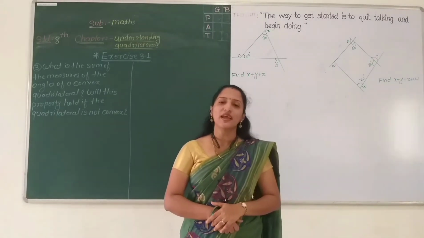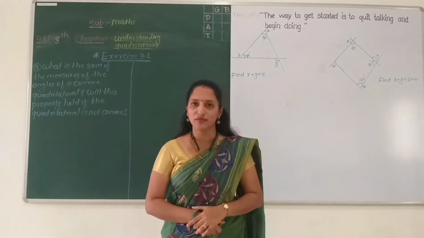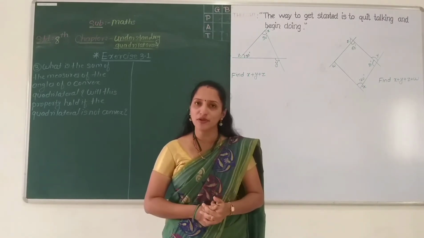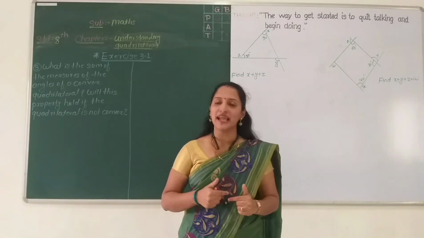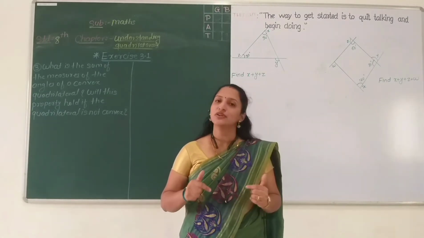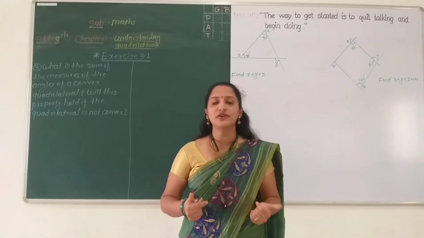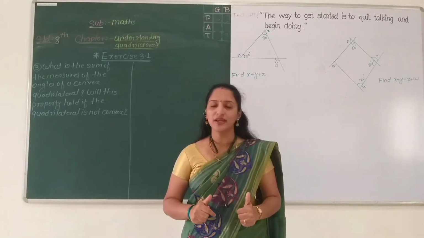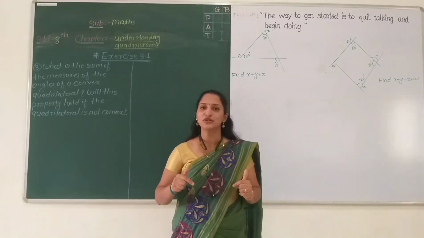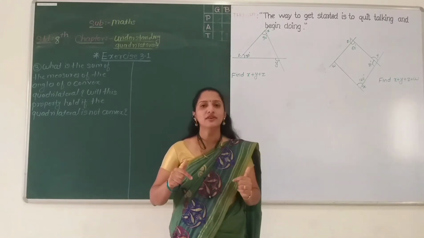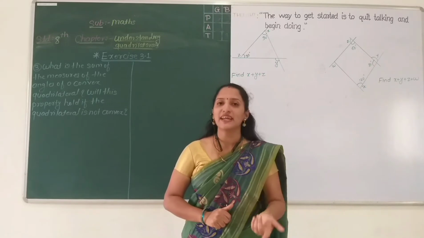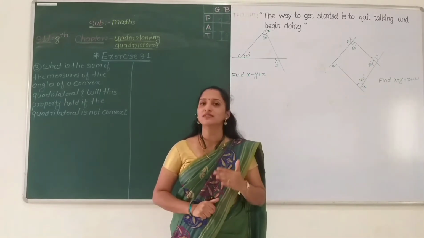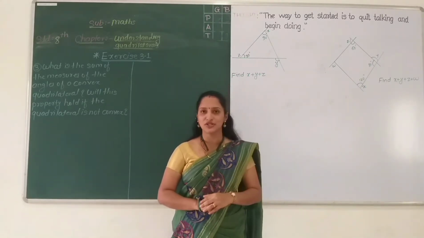Now we have also learned the diagonal of a polygon. What is meant by the diagonal of a polygon? A line segment joining two non-consecutive vertices of the polygon is called a diagonal of that polygon. We have learned this in our previous session.